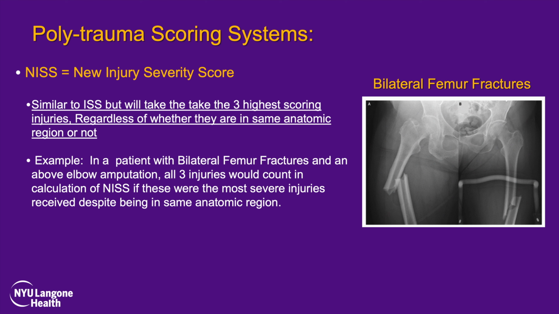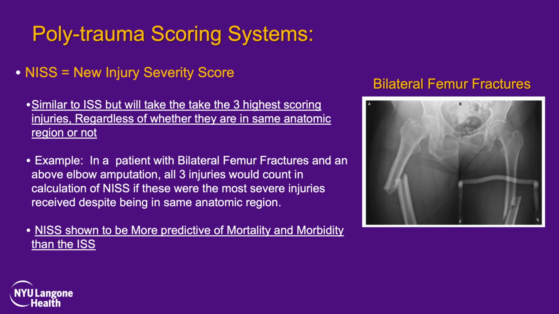So here again, this is a patient with bilateral femurs. The NISS would account for the fact that there are multiple injuries in the same region. That's the distinction that's important to know between NISS and ISS. And the NISS has been shown to be more predictive of mortality and morbidity than ISS.